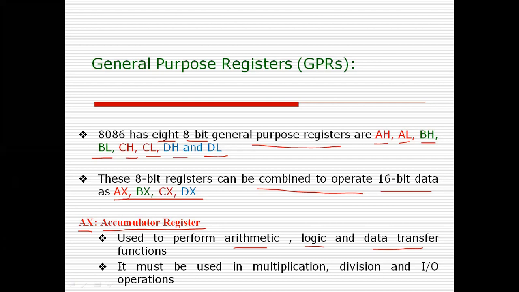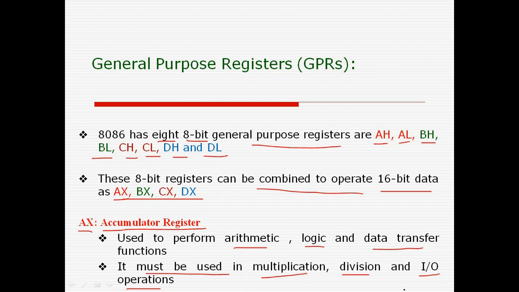Okay, and another important significance of this accumulator is that this accumulator register must be used in multiplication, division and IO operations here. So if you want to perform any multiplication operation, one of the data must be in the accumulator and the second data will be referred in the other register. We will see which register is referred for the multiplication and division operations. In order to perform the multiplication and division in 8086, one data must be in the accumulator.